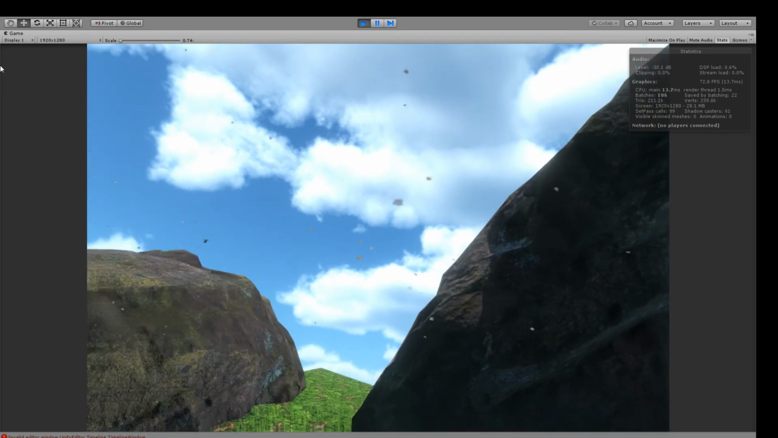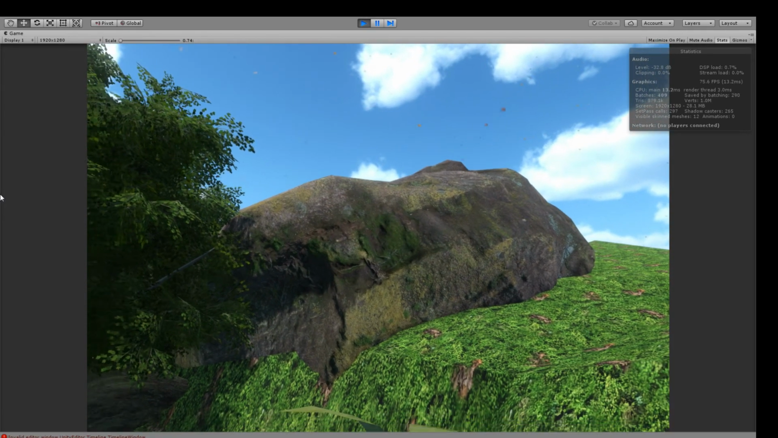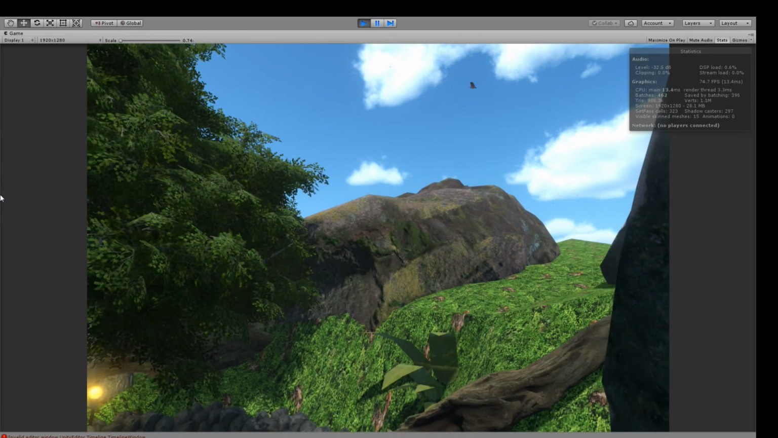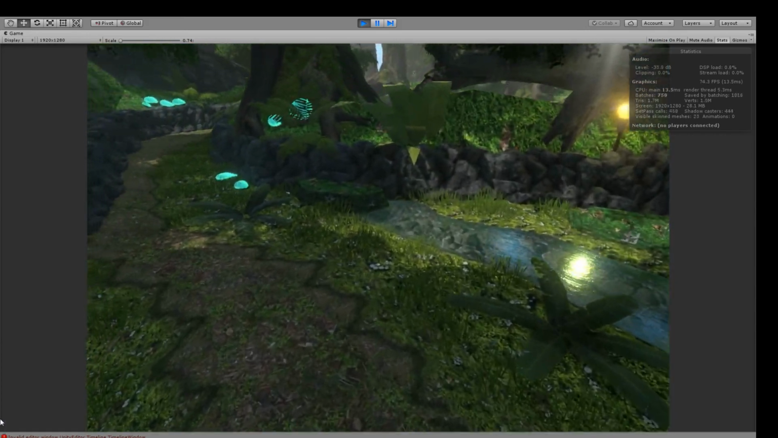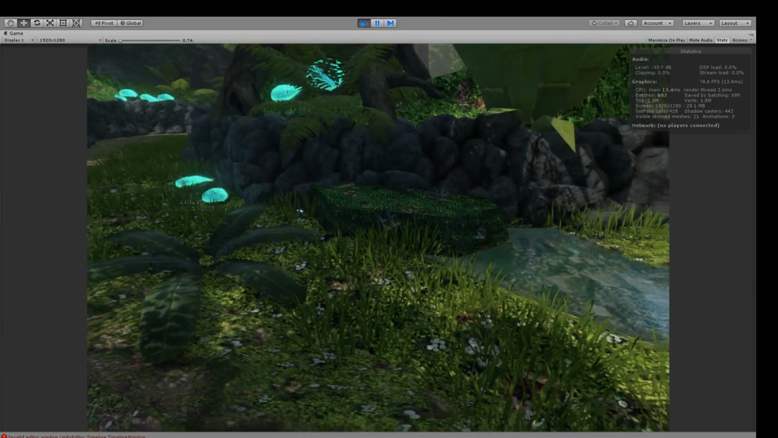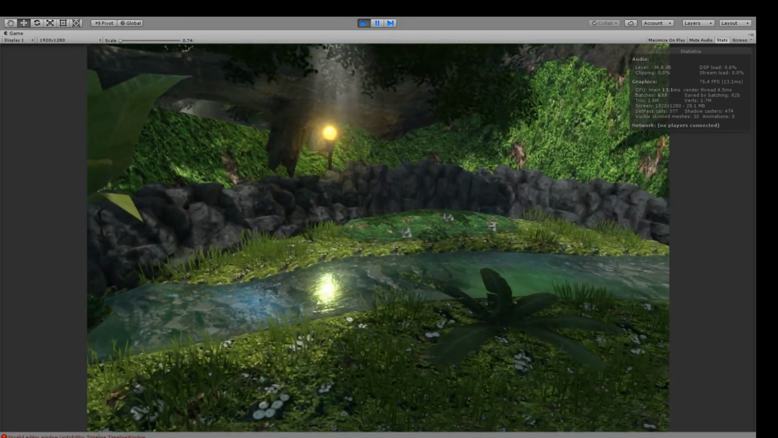What are these? Oh yeah, these are little sparks or dust. I don't know what I was thinking with that. Seemed like a good idea at the time. Where's that capsule? There used to be a capsule here.